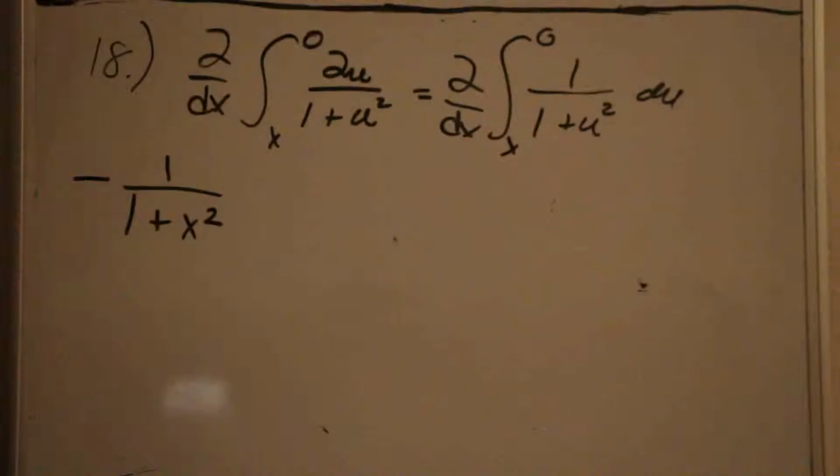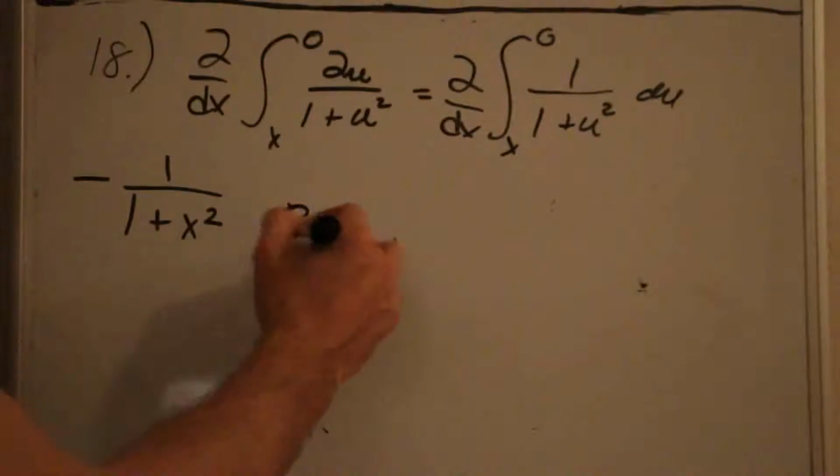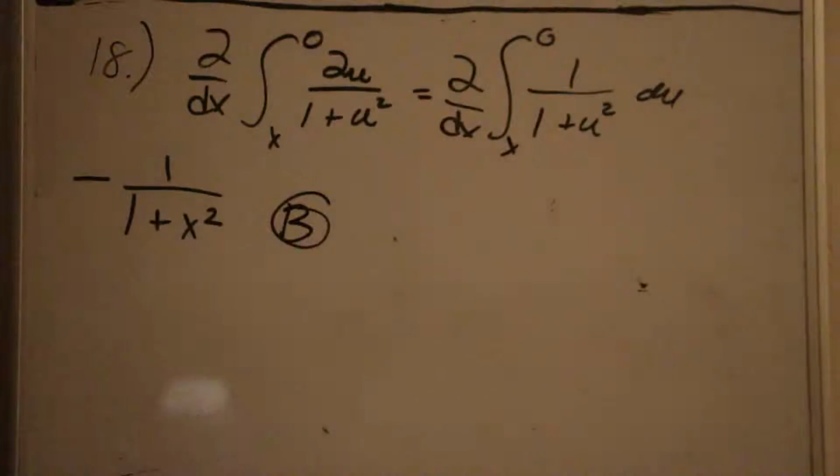Okay, and that's really it. So it ends up as negative 1 over x squared plus 1, which is the answer. They just put the x squared in front of the 1. Same deal, same answer. That's it. Hope you understood. See you in the next video.